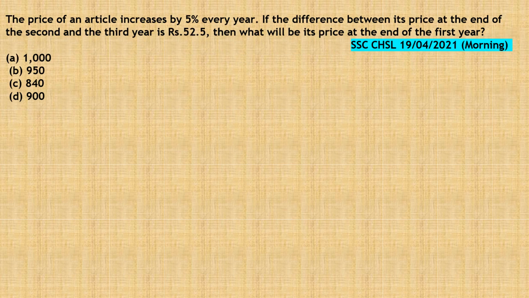Understood? The price of an article increases 5% every year. If the difference between its price at the end of the second and the third year is 52.5, then what will be its price at the end of the first year? You need to find the value of the first year.